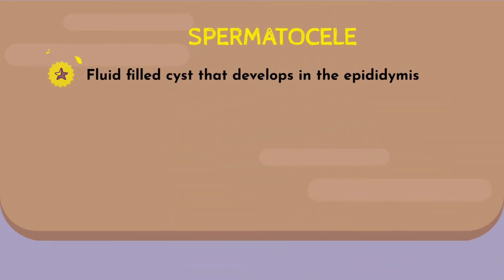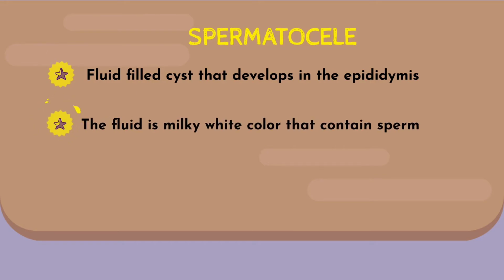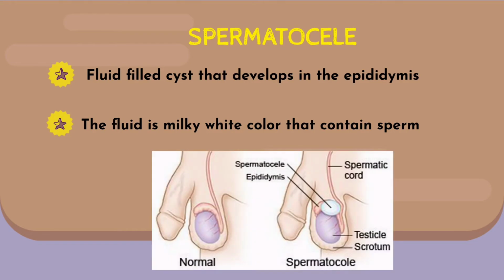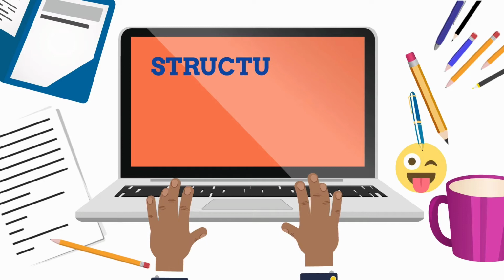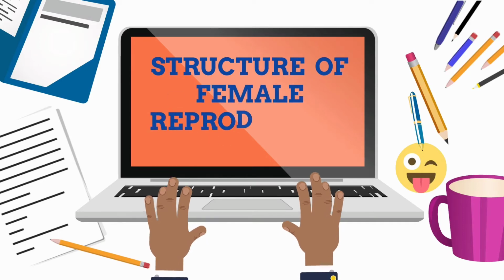Spermatocele. Spermatocele is a fluid-filled cyst that develops in the epididymis. The fluid is milky white in color and contains sperm. It usually does not cause any symptom, but if it becomes large, it will cause pain and discomfort in the affected testicle. Structure of female reproductive system.